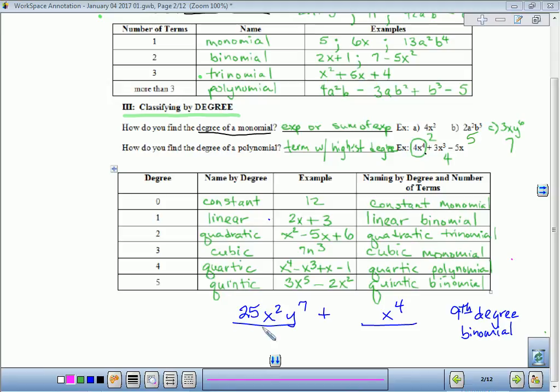Okay, so in this example, it just gives you one that is higher than 5, and because this has a degree of 9, we would just call it a 9th degree binomial. Okay?